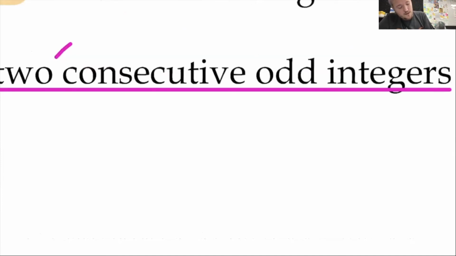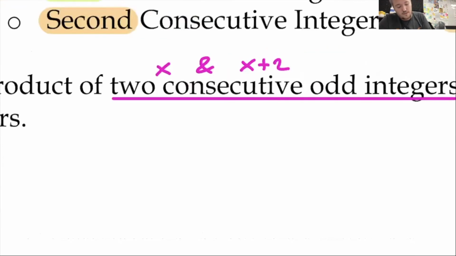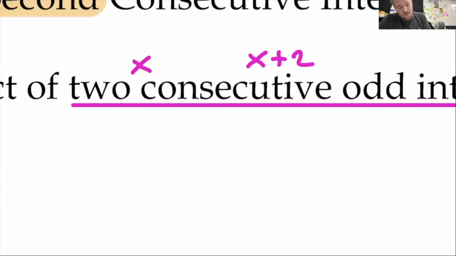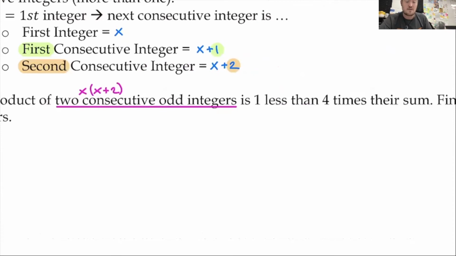Consecutive odd means that we're going to be using x and x plus 2. But now keep in mind we're doing the product, which means we're actually going to be multiplying these. So I'm actually going to rewrite this as x times x plus 2. We're going to be multiplying those together.